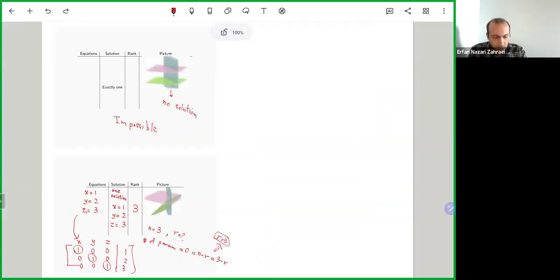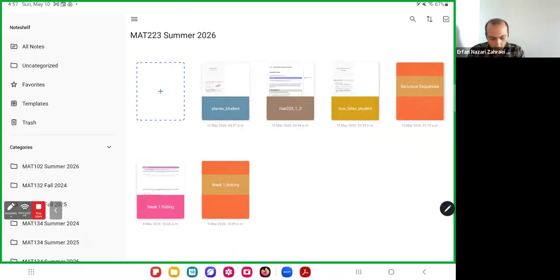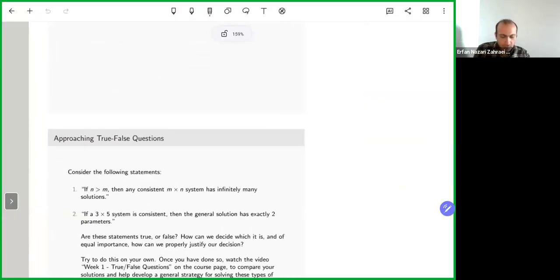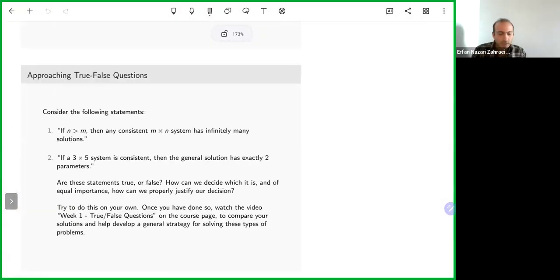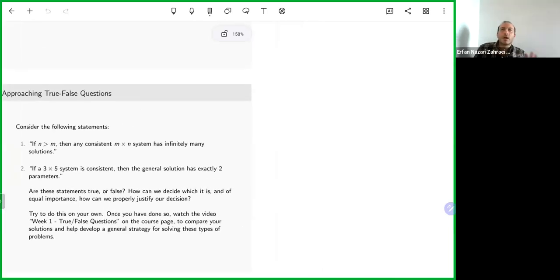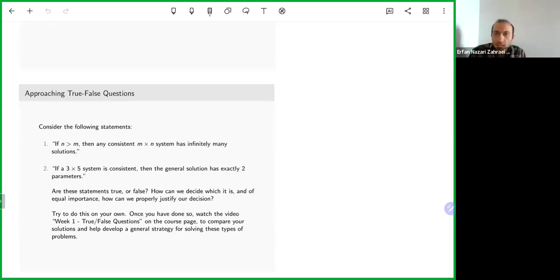Okay, now let's look at another example or activity, which is true false. In this course, in tests and exams, you always have a question which has multiple parts, true false questions. True false questions are usually the most challenging parts of the course for students, because they need reasoning, proofs, and mathematical arguments. They are not just computational.